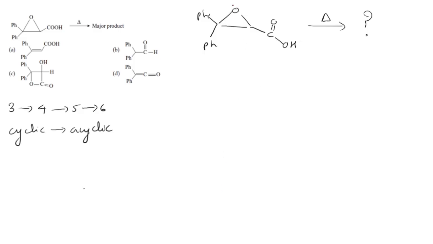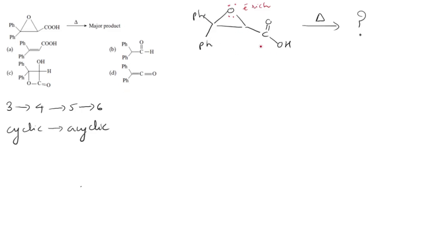First, identify the functional group. Look at this. This is ether. Ether, oxygen is having two lone pairs of electrons. That means this is electron rich. Hence, it's going to act as a nucleophile. Now, is there any other reactive center here? Carboxylic acid. And you know that acids are proton donors. So that would be the first step.